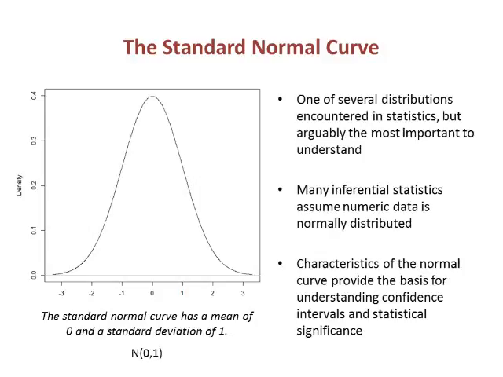The normal distribution is one of several distributions encountered in statistics, but arguably the most important to understand. Many inferential statistics assume numeric data is normally distributed. I stress that what we are discussing applies only to numeric data. We will deal with categorical data elsewhere. Characteristics of the normal curve provide the basis for understanding confidence intervals and statistical significance.